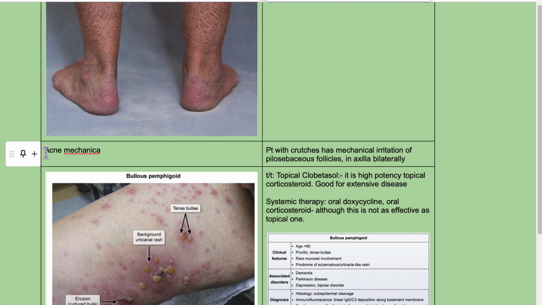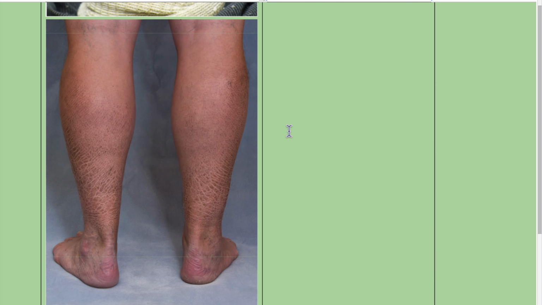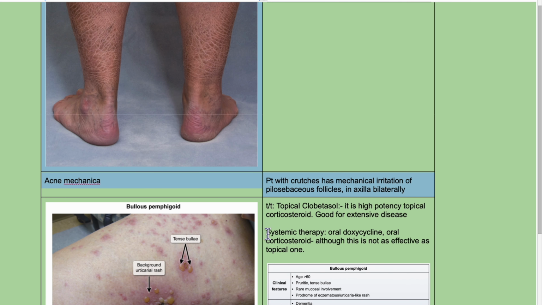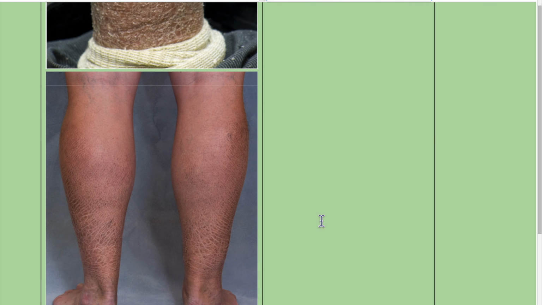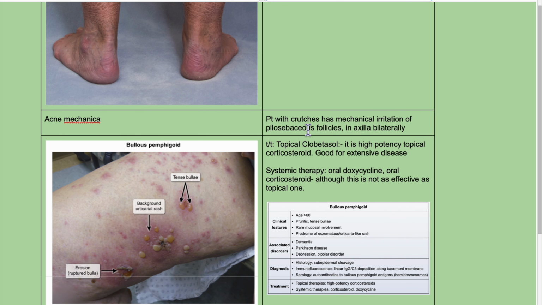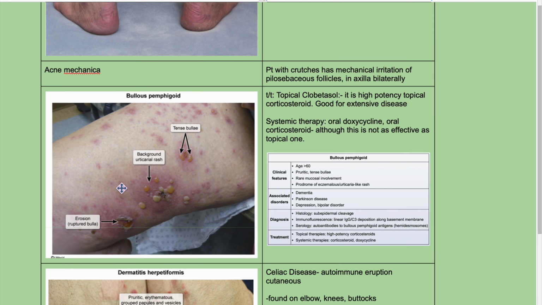But okay, so acne mechanical. Patient with crutches has mechanical irritation of pilosebaceous follicles in axilla bilaterally. So that's what it's called. It's acne due to mechanical causes like crutches pressing against pilosebaceous follicles, causing acne.